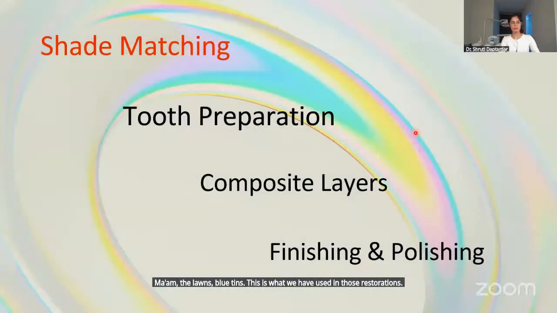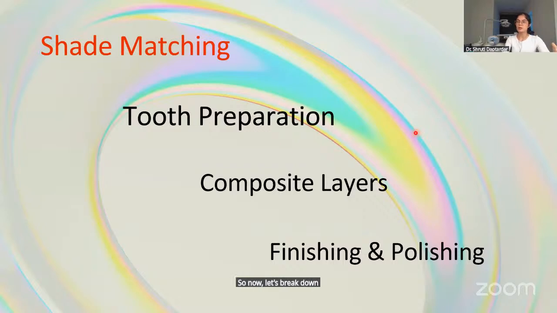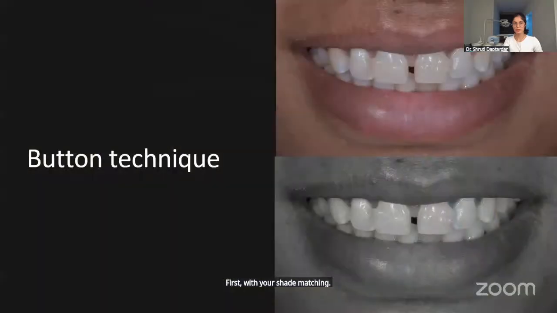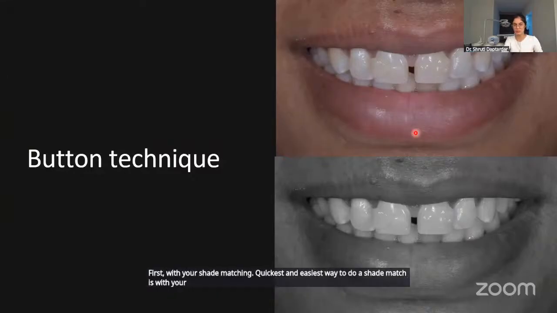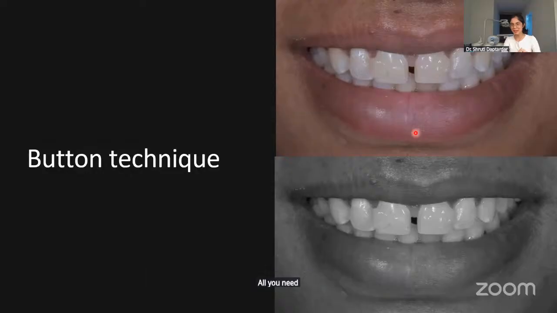So, now let's break down your restorations in 4 stages. First, with your shade matching. Quickest and easiest way to do a shade match is with your composite buttons. All you need to do is analyze the tooth first, understand whether it is more chromatic or it is more warmer in nature. What kind of shades are you supposed to pick?